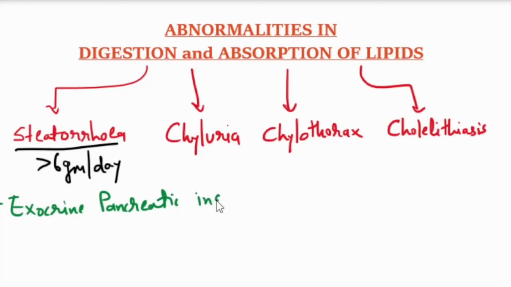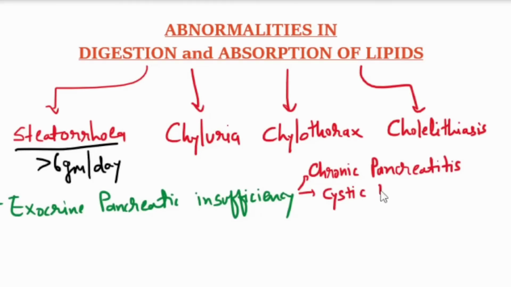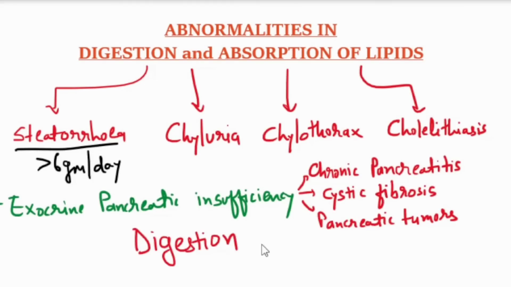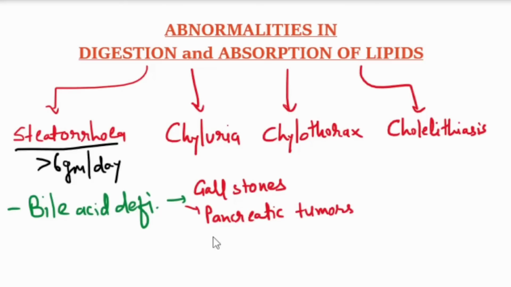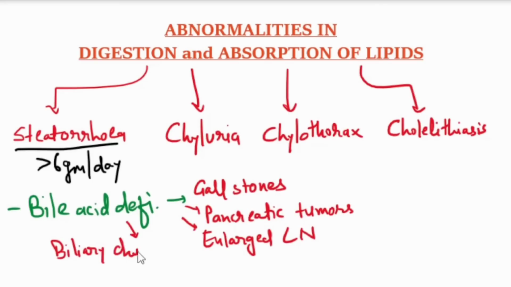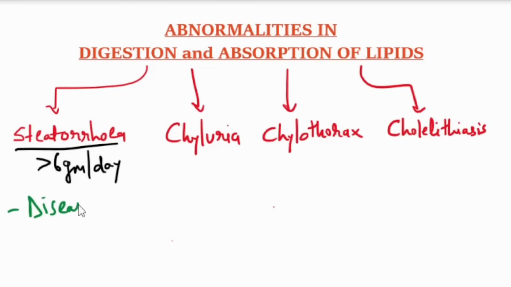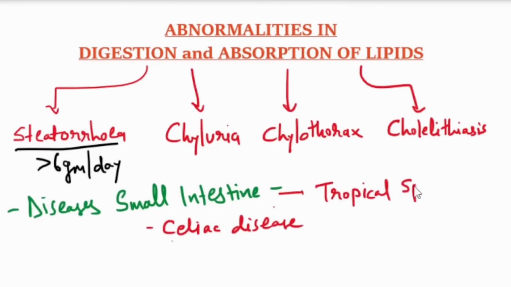Exocrine pancreatic insufficiency due to conditions like chronic pancreatitis, cystic fibrosis, or pancreatic tumors can impair lipid digestion. Bile acid deficiency caused by bile duct obstruction by gallstones, pancreatic tumors, and large lymph nodes, or liver diseases like primary biliary cholangitis, affects lipid absorption. And diseases of the small intestine such as celiac disease or tropical sprue can interfere with lipid absorption.